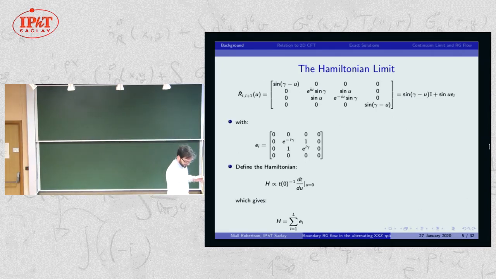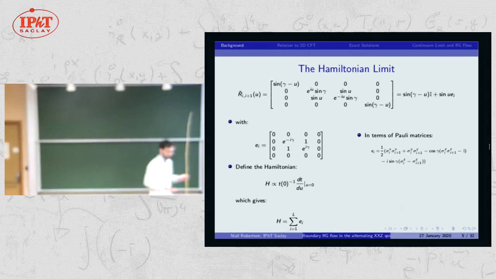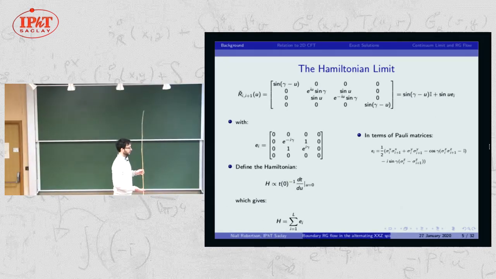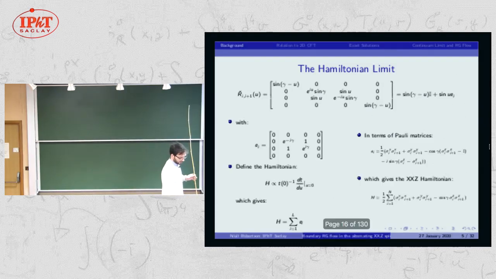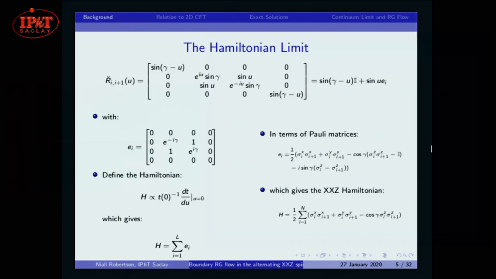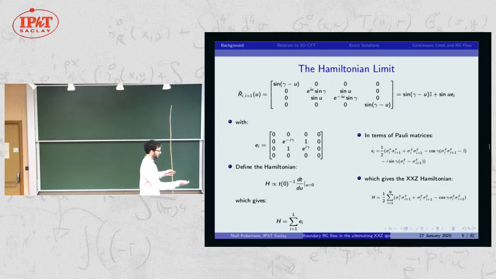And this is very convenient, because these E_i's, when we expand them in terms of Pauli matrices, have this form. So then the full Hamiltonian in terms of Pauli matrices just gives us the usual and very famous XXZ Hamiltonian. OK, so that's the relationship between XXZ and the six vertex model with no staggering.